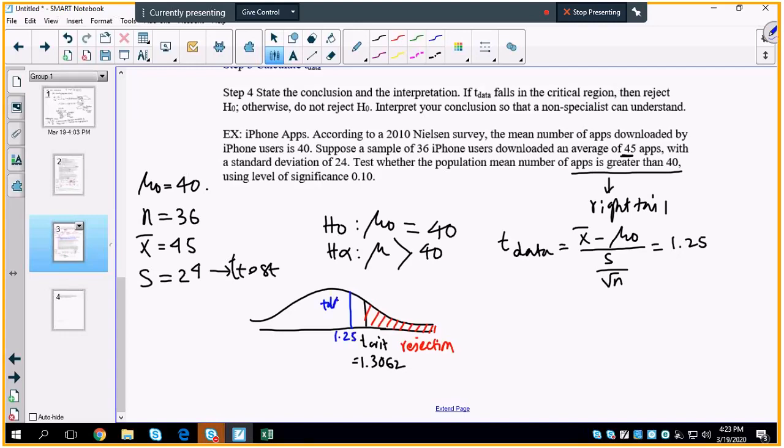So that tells me I do not have enough evidence. I'm not going to reject the null. So do not reject the null hypothesis. That's the result of the testing, and you are writing the interpretation.